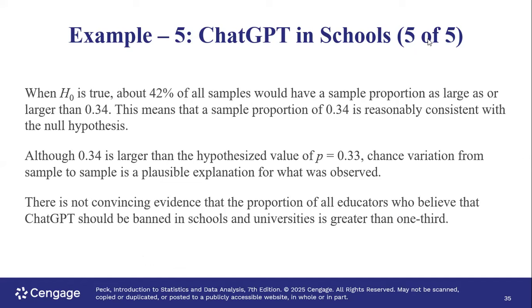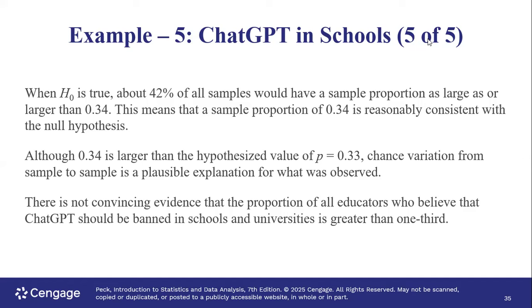High probability. When H0 is true, about 42% of all samples would have a sample proportion as large or larger than 0.34. This means that the sample proportion of 0.34 is reasonably consistent with the null hypothesis. Although 0.34 is larger than the hypothesized value of p equal to 0.33, chance variation from sample to sample is a plausible explanation for what was observed. That is not convincing evidence. So we are saying there is a high probability of obtaining a test statistic as large as 0.2, or getting a sample proportion as high as 0.34.